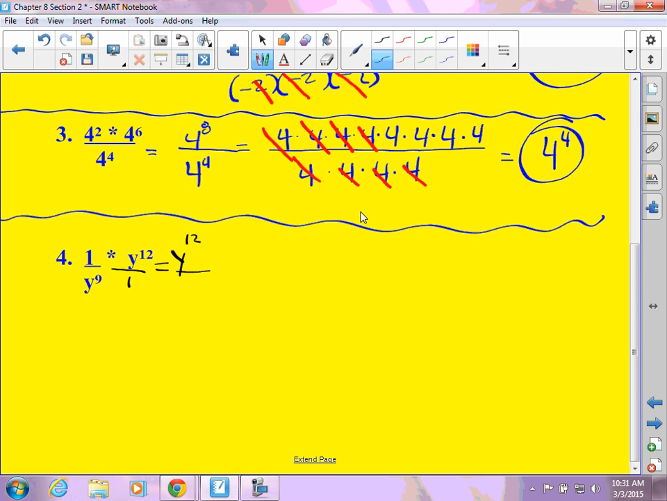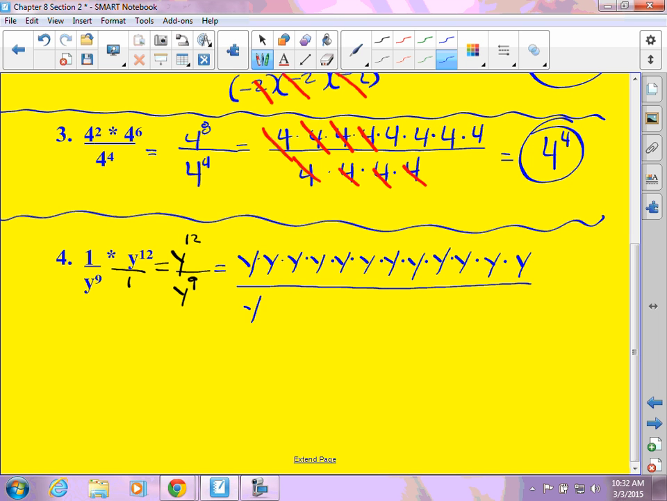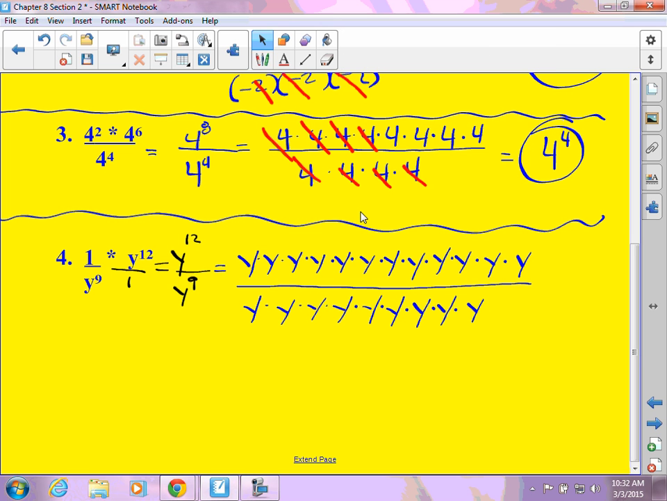And of course I have 12 y's. Thank goodness for these rules, because they're tedious, aren't they? And then we cross them out.